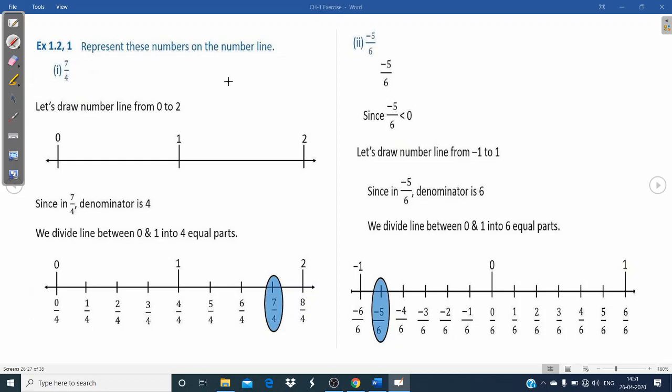The first question of your exercise 1.2 is to represent these numbers on a number line. There are certain rational numbers given which you have to represent on the number line. So first we will see the first part, 7 by 4.